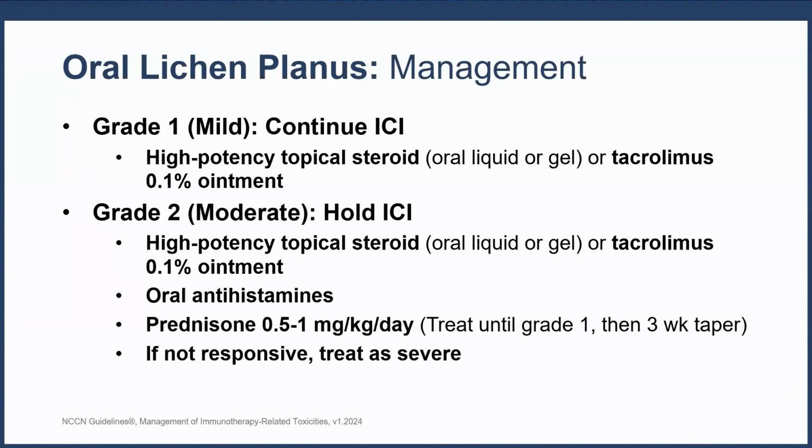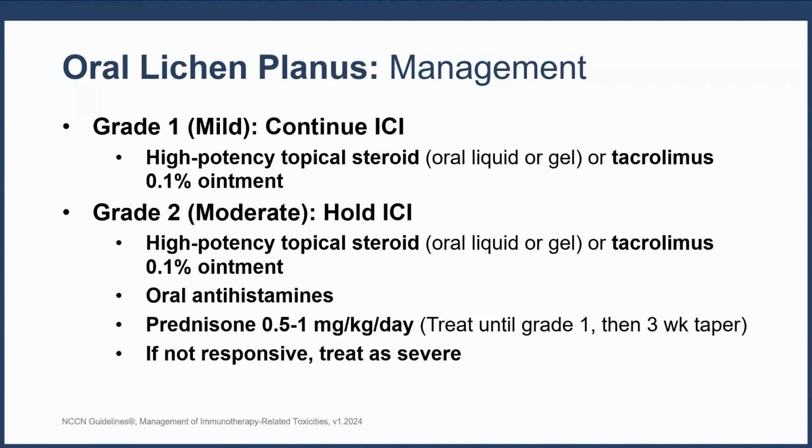Management of oral lichen planus is very similar to what you see with mucositis. A little bit less of a preference for systemic steroids, but certainly getting high potency steroids started early, getting that as an option. Tacrolimus can also be used for these patients, which is important to note. And so oral antihistamines may also be useful in this case.